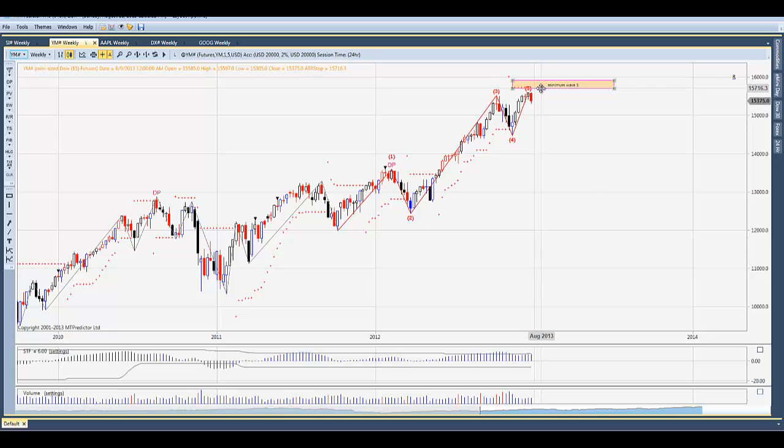Or, like I said, they could take things all the way up into typical wave 5 where they corrected last time. All right, and that level, right around 15,720 area, is the minimum target there. Closed at 15,375.